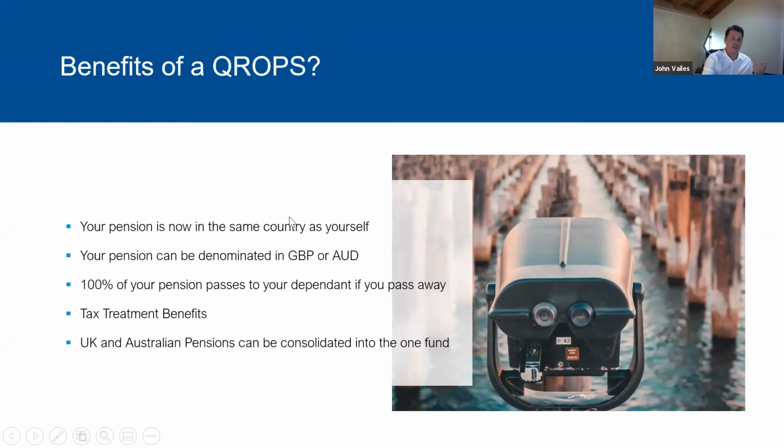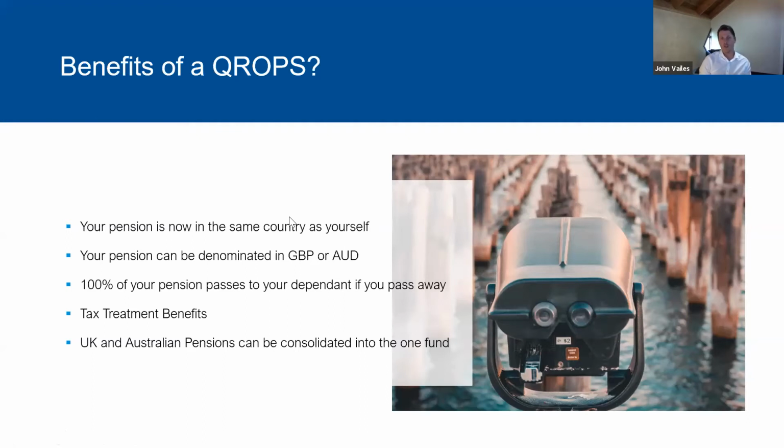Great. And yeah, coming back around the benefits of a QROPS, I think you can probably see what the benefits are. Nick talks a lot about what the benefits can be. And really, if you're living in Australia now, the main benefit is to have your UK pension alongside you. So you might have more comfort with the money being in Australia. You might feel that you can manage it more. You can have it in GBP or Australian dollars. And importantly, estate planning benefits.